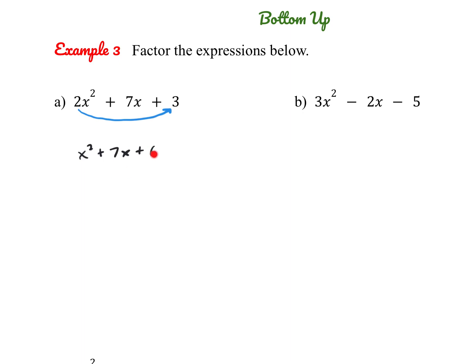So now I'm going to look at this remaining trinomial and see if I can factor this using magic x, because now we've turned it into a trinomial where your a value is 1. So these we know how to factor. So what two numbers multiply to make 6 and add to make 7? We can do 6 and 1. So then I'm going to write my factors like this, but this is not my final answer.